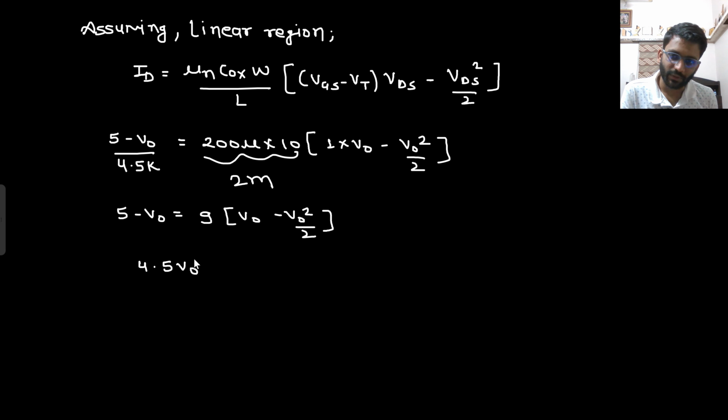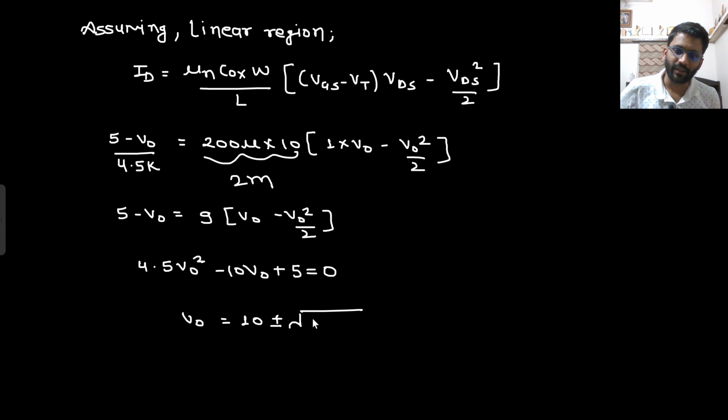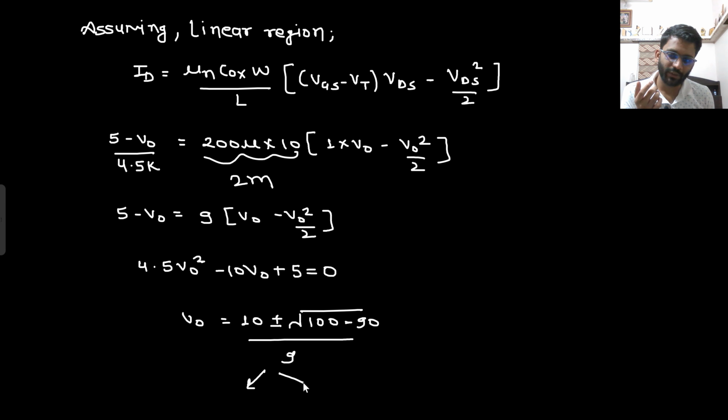4.5 V naught square minus 10 V naught plus 5 equals 0. V naught will be 10 plus minus square root of B square minus 4AC, that is 100 minus 4AC. 4 into 4.5 is 18, 18 into 5 is 90, divided by 2A, which is 9. Now you will solve it and you will get two values of V naught.